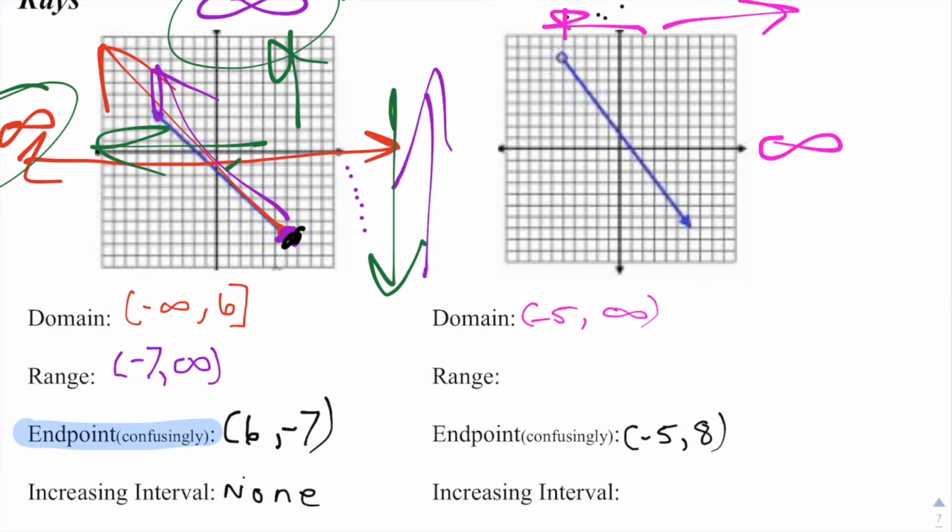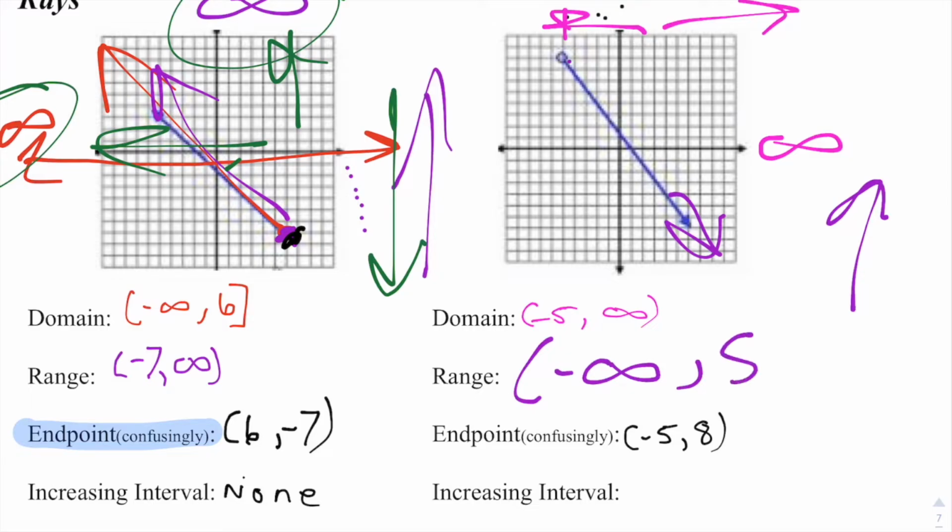If you look at our range, it goes on forever down here. So reading from bottom up, the range is going to start at negative infinity, and then it stops at the highest point, which is 8. And we get that from our endpoint as well. So our range for this ray is negative infinity to 8.